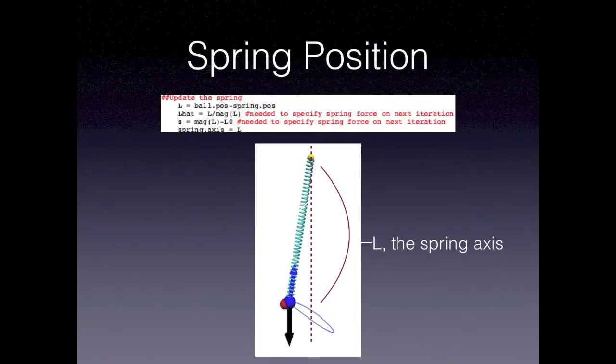To update the spring during the loop, there are 2 components to update, the length and the tilt, seen here as L and spring.axis respectively. Subtracting the ball's position from the position of the spring, which is the origin, will give the length of the spring. Dividing it by its magnitude will get the direction vector, L hat. Subtracting the magnitude of the length from the original length will give the stretch, seen here as S. Finally, to graph the axis of the spring, use the position vector L.